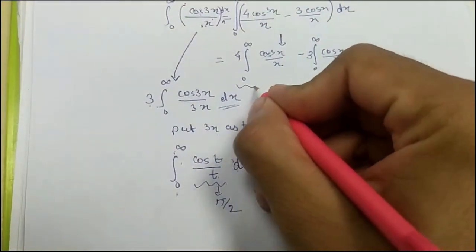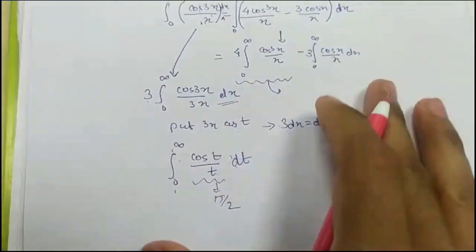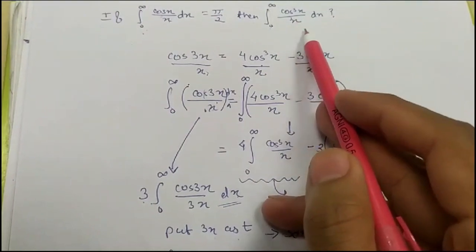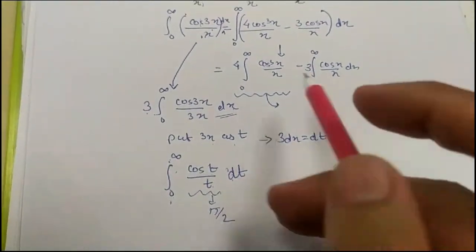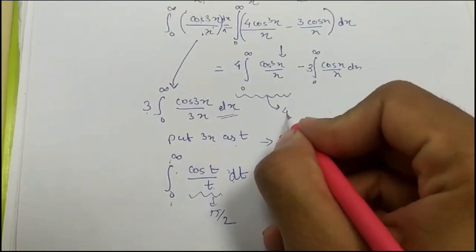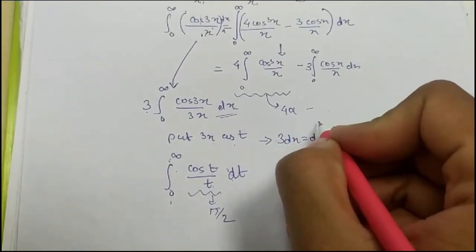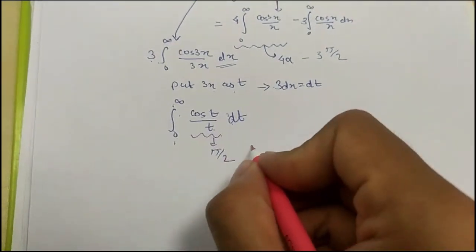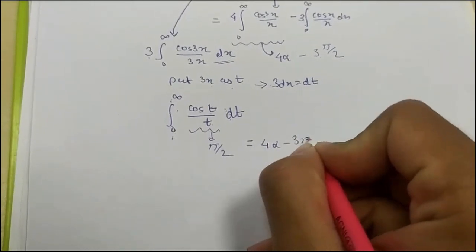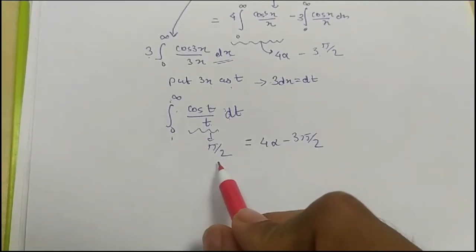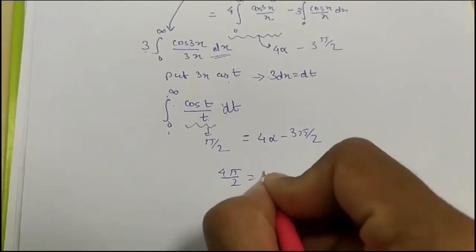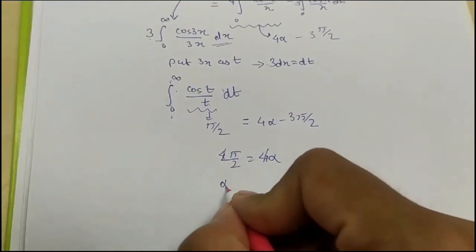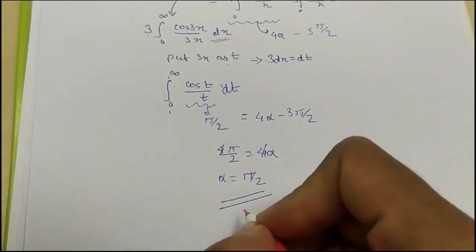Let's say this expression we have to evaluate, the integration from 0 to infinity of cos cube x by x dx, we call alpha. So this would simply be 4 alpha minus 3, and this is already pi by 2. We simply get pi by 2 equals 4 alpha minus 3 pi by 2. Take 3 pi by 2 here, that would become 4 pi by 2. Then simply cancel this 4 and this 4, and alpha is equal to pi by 2. That is your answer. Thank you.